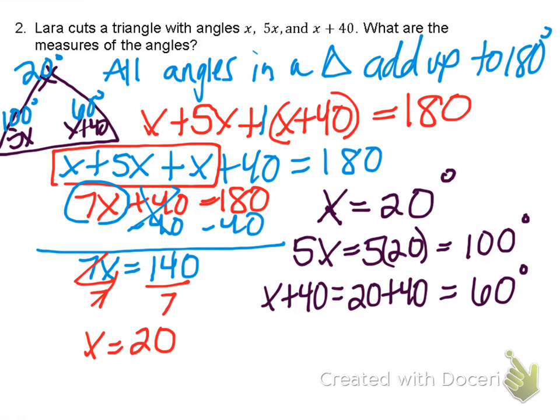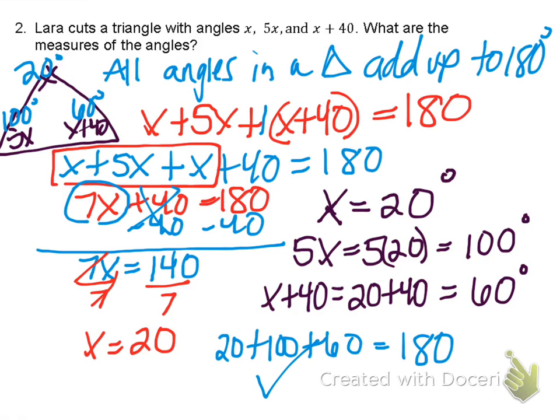Now the last thing you want to do, just to check and make sure, is add those three angles up, 20 plus 100 plus 60, to make sure that they add up to 180 degrees, and they do. So we know that this is correct, and our final answer for the three angles are 20, 100, and 60.